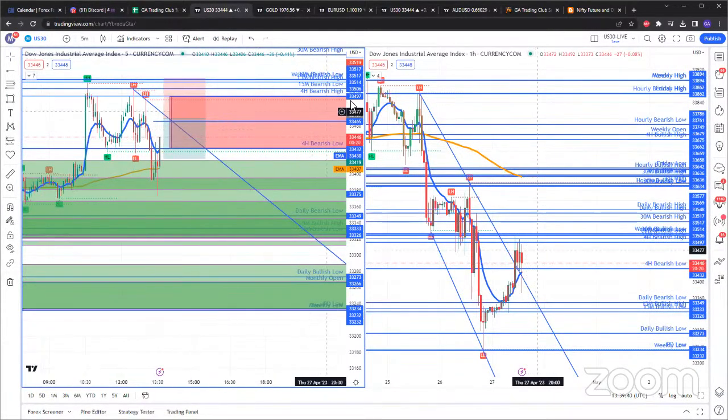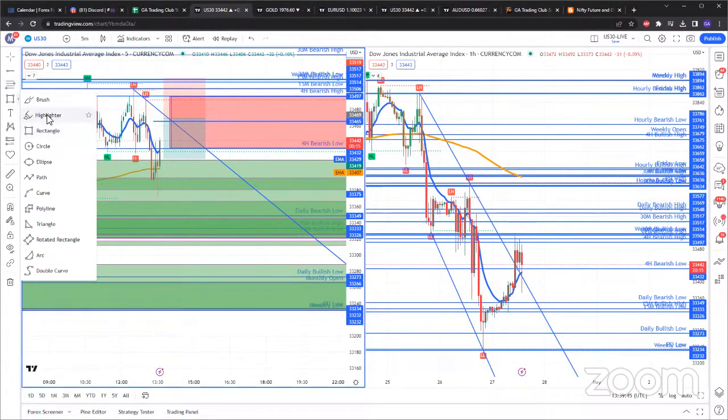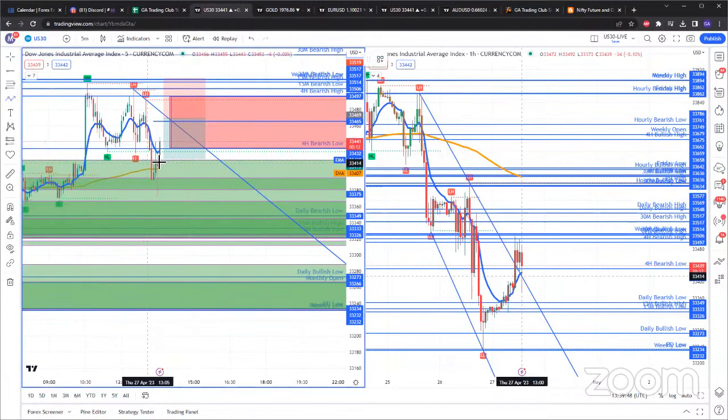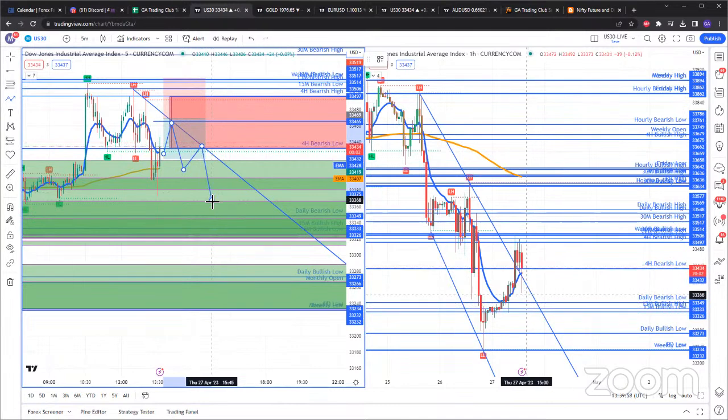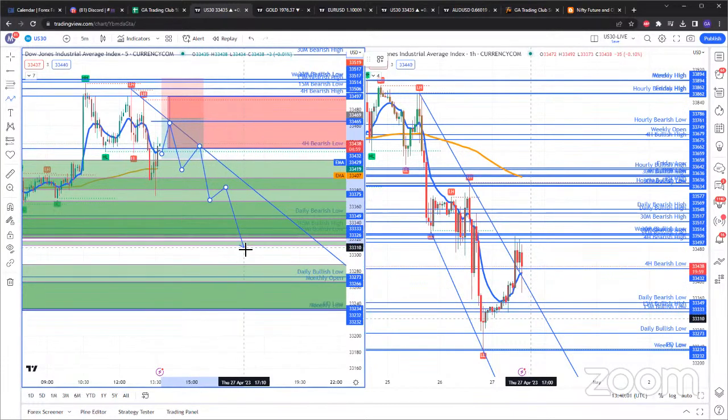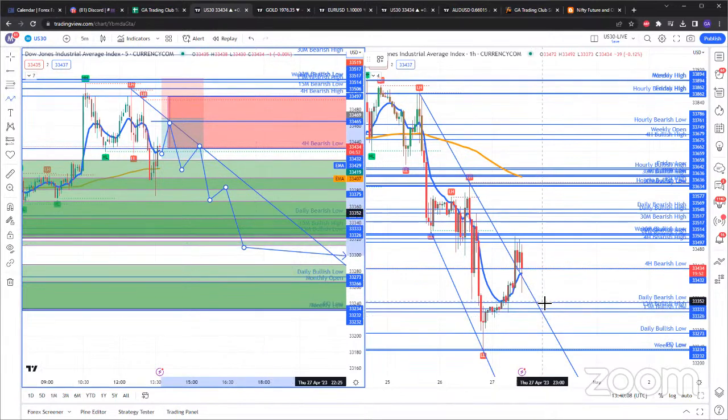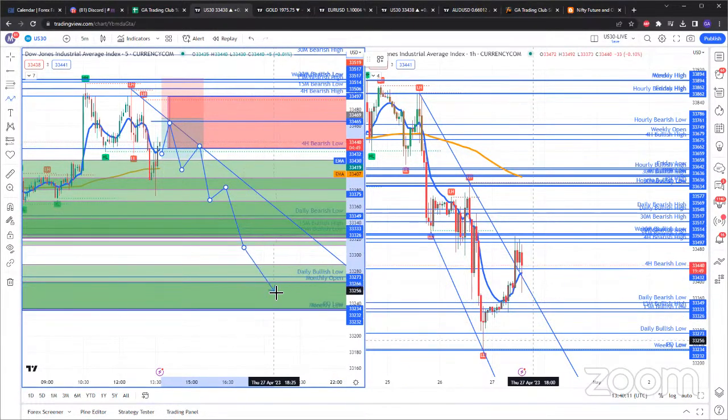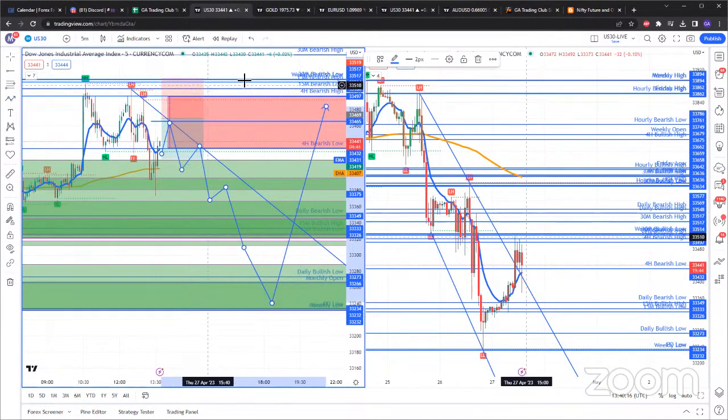So even here, I expect US 30 to come down and reject on this trend line. This is a static trend line, come down. As much as it's breaking down this demand zone, just the way I said yesterday, this is daily bearish. This is around 33,315. So now this is the play I would be looking for on US 30.